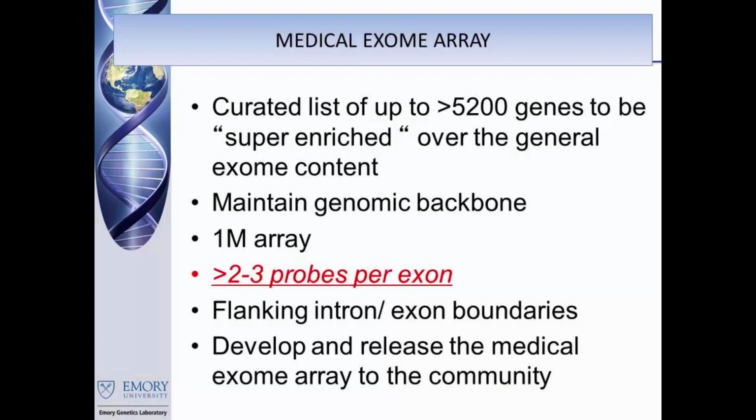And by that I mean we don't know if copy number variation is a major contributor or not. We wanted to maintain the genomic backbone as with any other cytogenetic array you would run in your lab. And we have been doing these arrays for over 7-8 years now. So we have a subset of probes which we know perform well. And that's where we came down to 2 to 3 probes per exon. This really also depends on the size of the exon. It's not really a one-on-one correlation. We made sure the flanking intron-exon boundaries are covered and then actually released it.